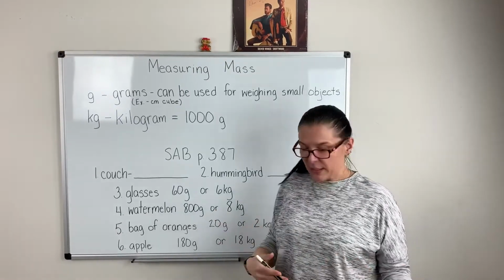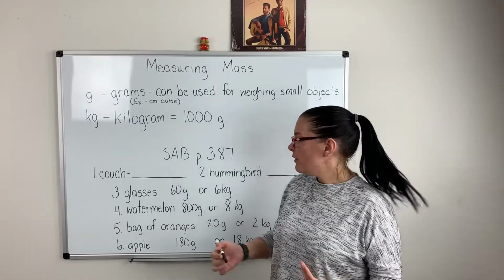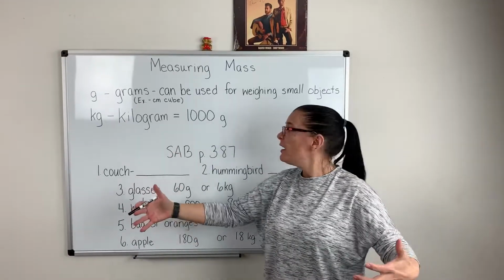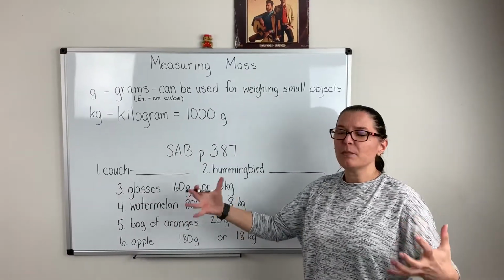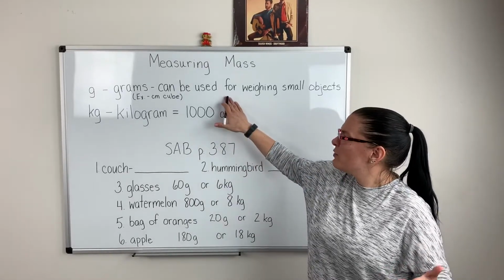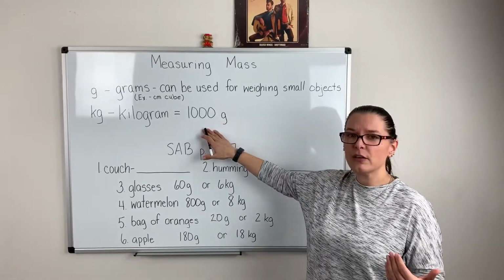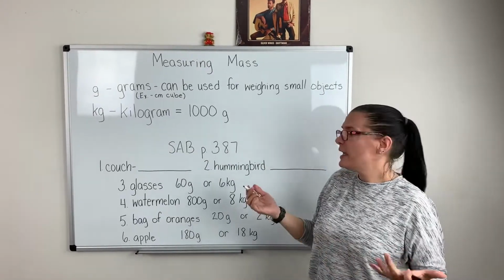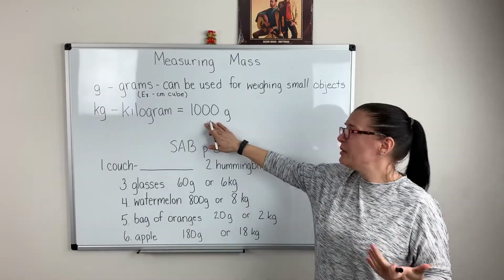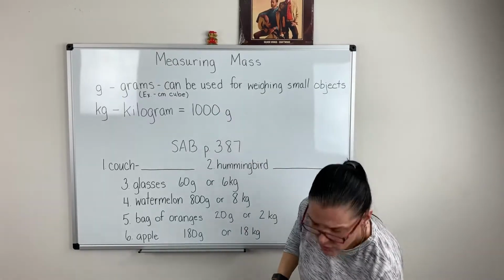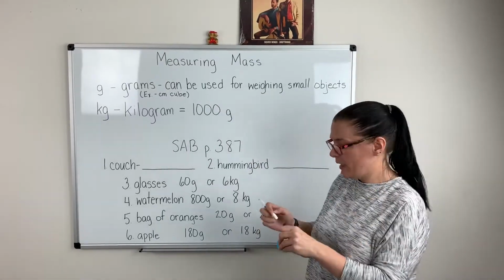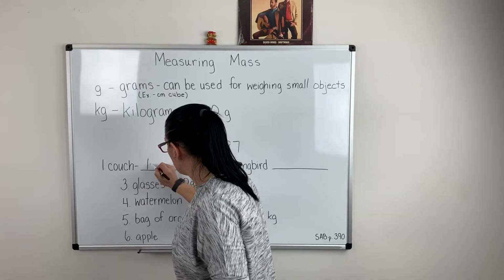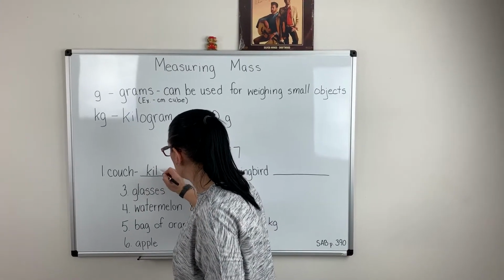So I did bring some of the objects down, but I don't have all of them because I couldn't carry my couch, because my couch is very heavy. So just thinking about that, if it's something very heavy, would I use grams or kilograms to weigh that? I would say I'm going to use kilograms only because it would take so many of these to weigh my couch. So I'm just going to write kilograms on my line.